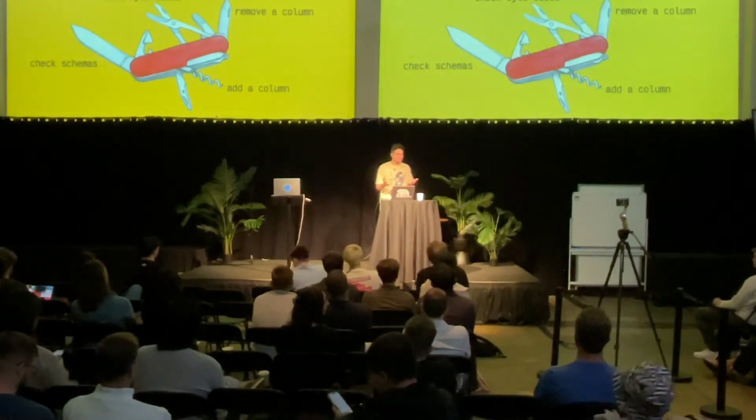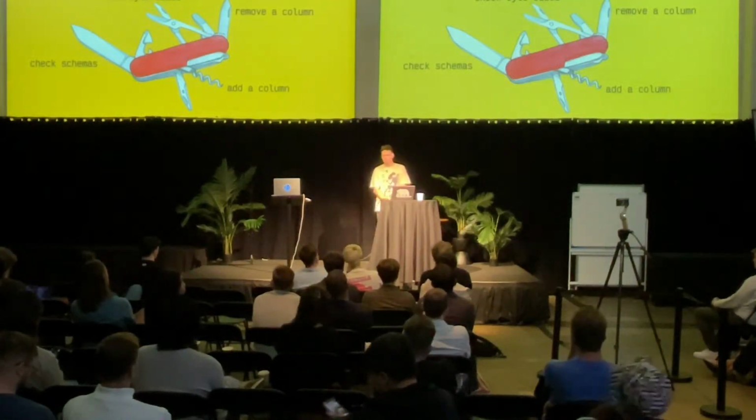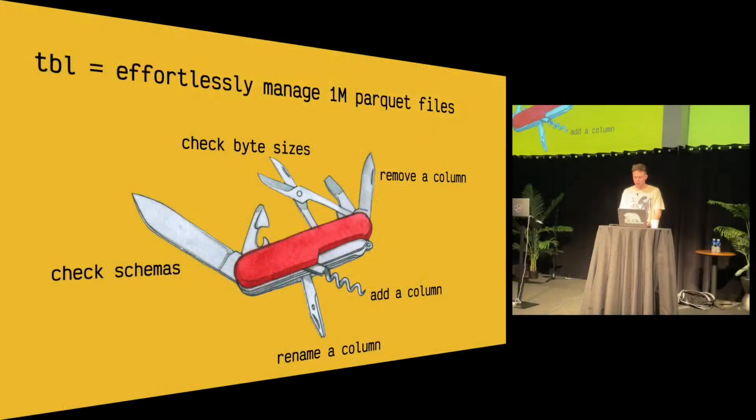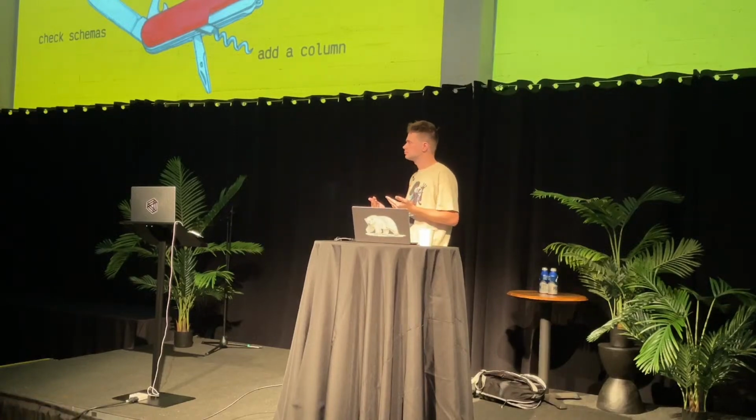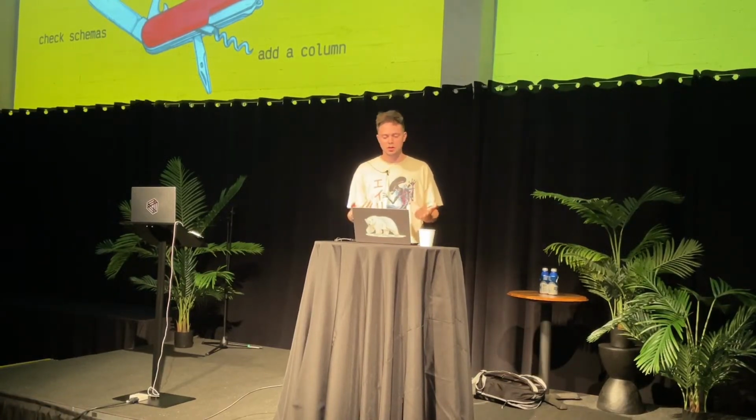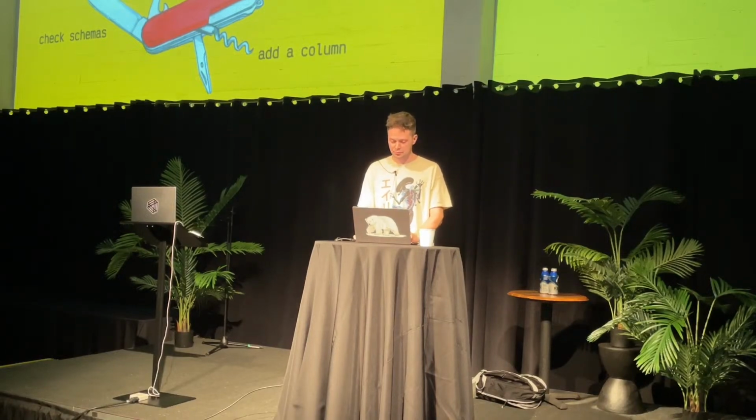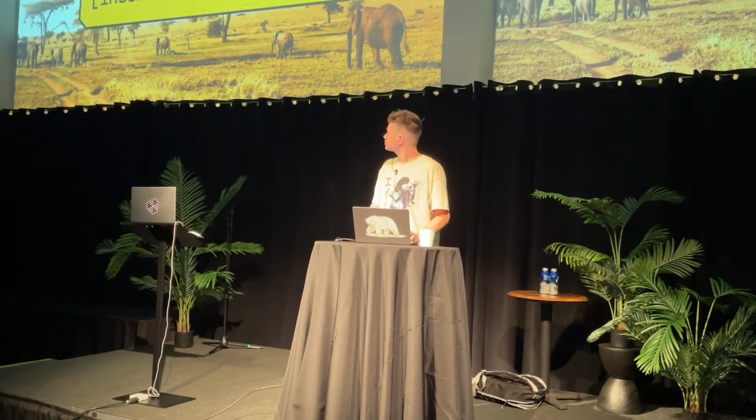So let's say you have a bunch of Parquet files, either from Cryo or from some other data source. You might find yourself wanting visibility into those files. Or you might want to make some quick edits to those files. But up until now, there hasn't really been a quick and easy way to do these things with Parquet. And that's why I built TBL. TBL makes it easy to look up info about the schema and the contents of your Parquet files, as well as make a lot of edits to them. So let's look at some examples of TBL in action.